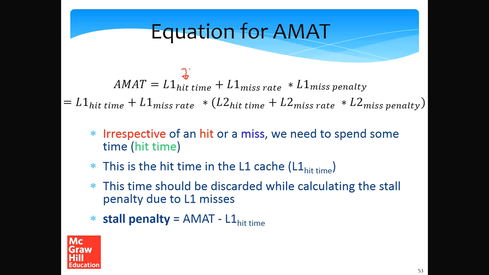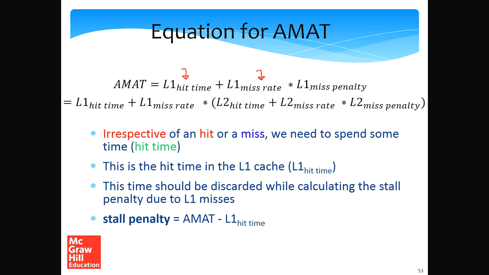A fraction of the accesses that go to the L1 cache will actually miss in the L1 cache. And for all of those misses, we need to pay a miss penalty, which is the number of cycles it takes to go down the memory hierarchy and fetch a value and write it back to L1.